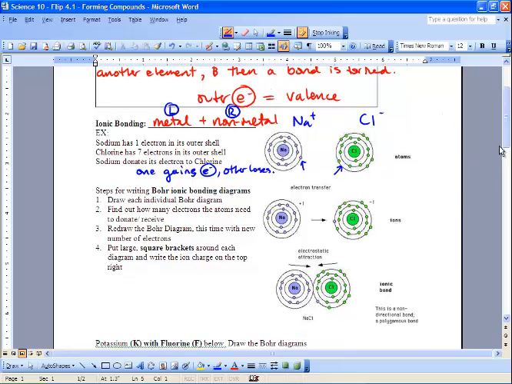So steps for writing Bohr ionic bonding diagrams. For each individual Bohr diagram, we need to draw it so that it has a charge. All right, so you'll notice that this electron came right over there. And what we're going to do is we find out how many electrons the atom needs to donate or receive. Then we redraw our Bohr diagram with a new number of electrons. Now we're also going to put large square brackets around these elements. Now this is ionic bonding, we do that. And we have our charge right at the top. And what happens is they're going to be attracted to each other to create NaCl.